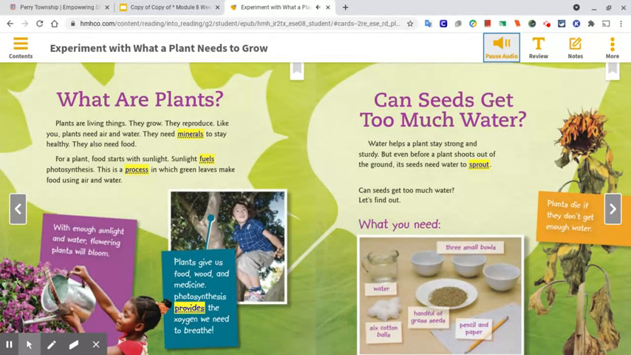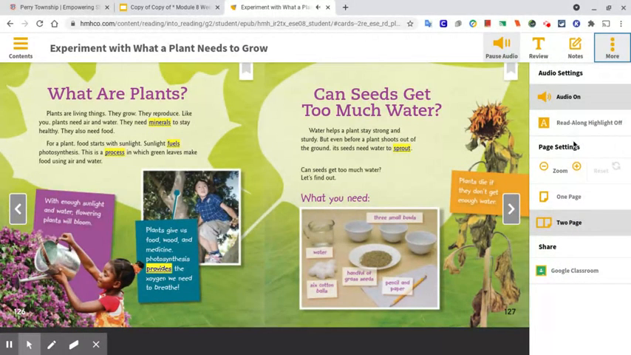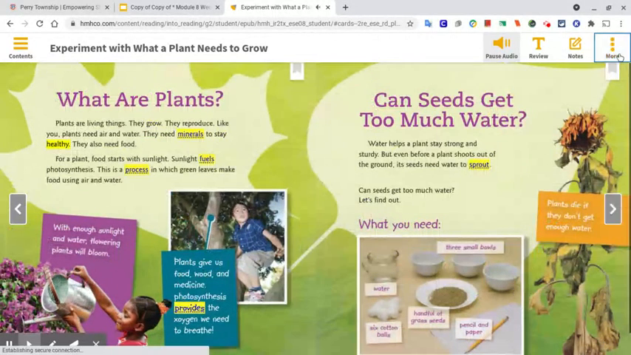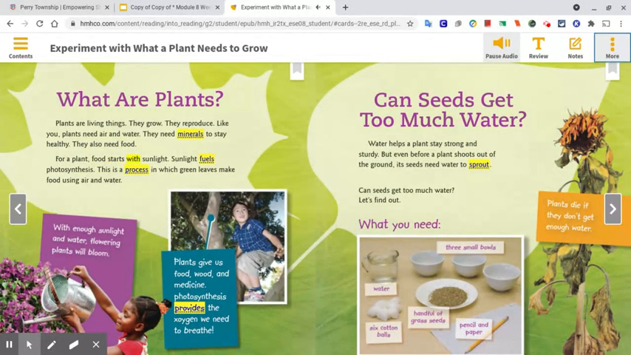What are plants? Plants are living things. They grow. They reproduce. Like you, plants need air and water. They need minerals to stay healthy. They also need food. For a plant, food starts with sunlight. Sunlight fuels photosynthesis. This is a process in which green leaves make food using air and water. With enough sunlight and water, flowering plants will bloom. Plants give us food, wood, and medicine. Photosynthesis provides the oxygen we need to breathe.